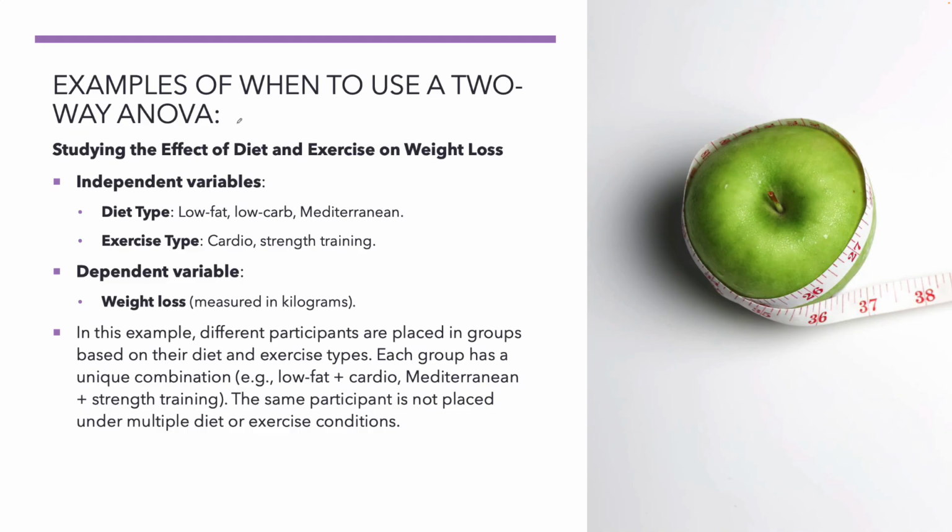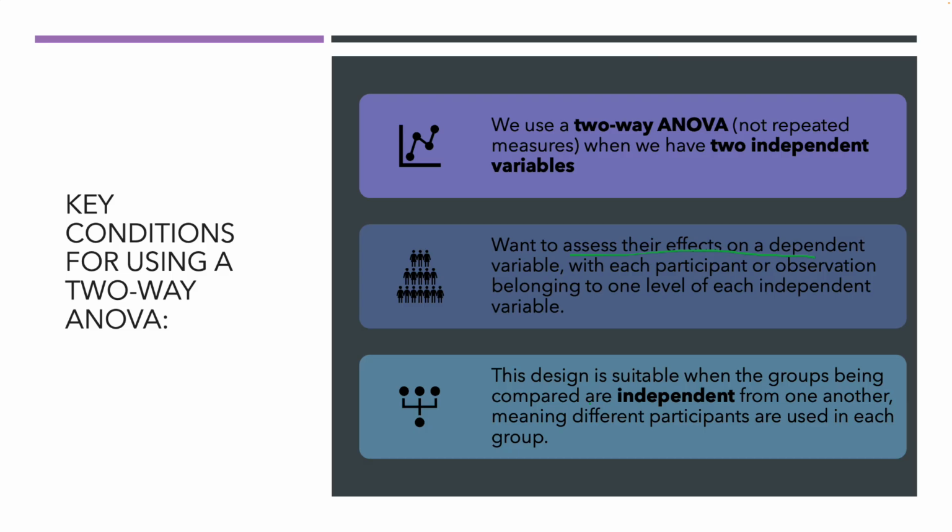So let's say I'm using a two-way ANOVA and I'm studying the effect of diet and exercise on weight loss, right? So independent variable 1, independent variable 2, and which one is impacting the dependent variable most? Are they both doing it? Are they individually doing it? Now, when I said back here, where's that at?